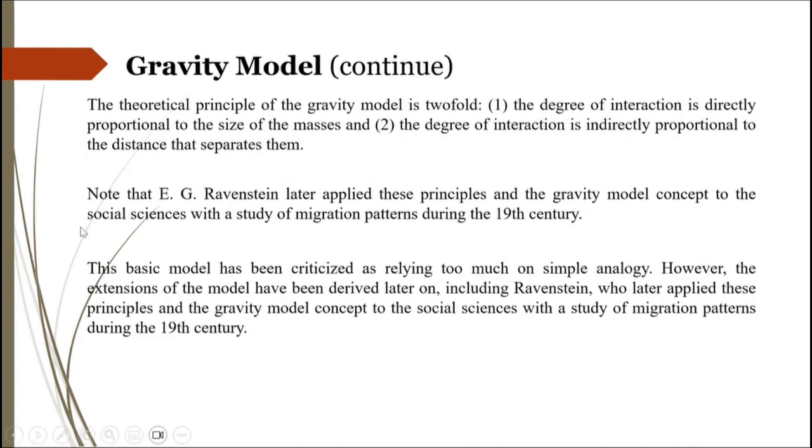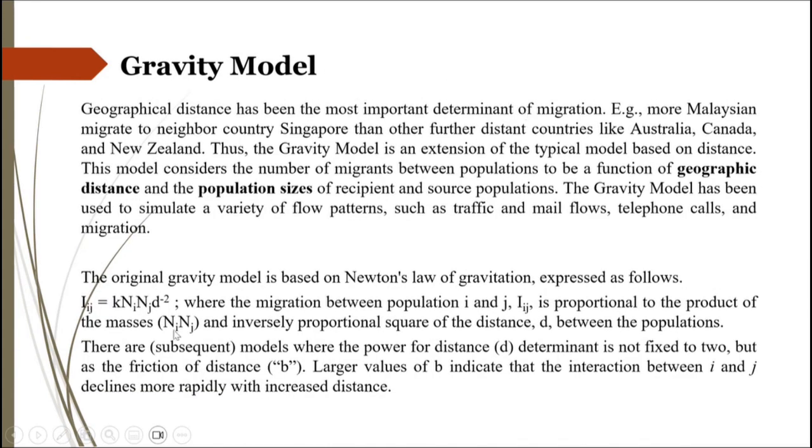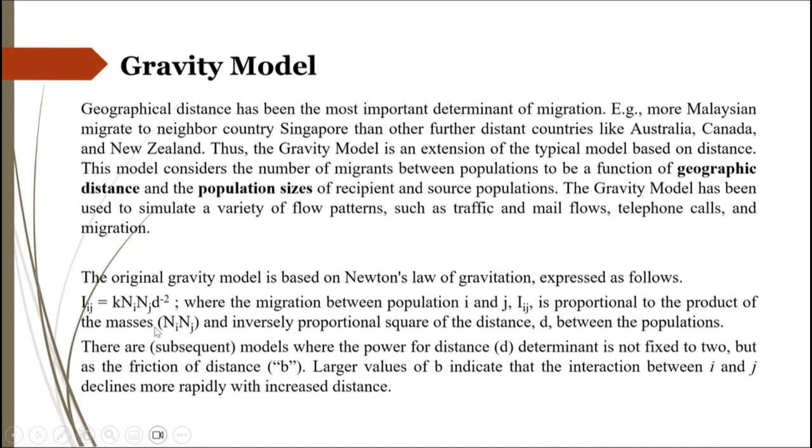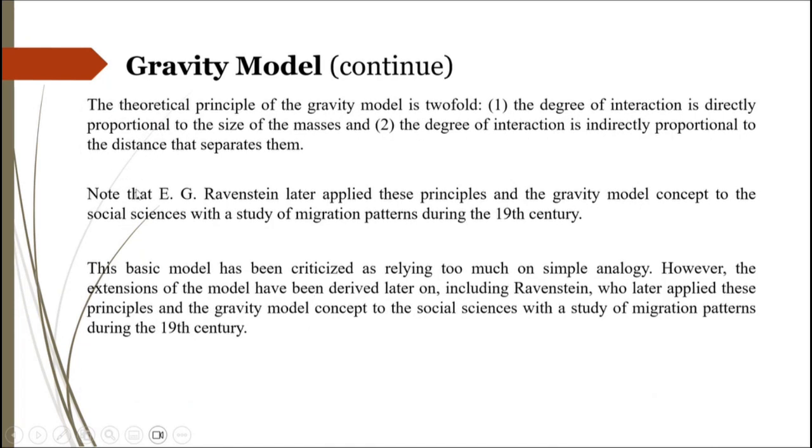The theoretical principle of the gravity model is twofold, right? From here, you'll know that one is the population masses, and second is the distance. So the degree of interaction is directly proportional to the size of the masses, and second, the degree of interaction is inversely proportional to the distance that separates them. Inversely usually equals 1 divided by, because D to the power of -2 means divided by D to the power of 2. Right? Note that Ravenstein later also applied this principle.